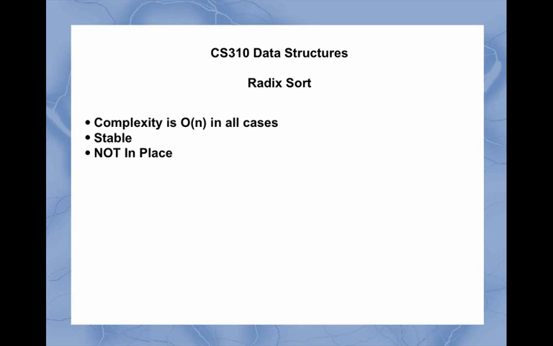This algorithm has been around a long time and predates modern computers. It is suitable for use in a card sorting machine, such as were used in the first part of the 20th century. The post office has used this algorithm for sorting mail based on zip codes. So let's take a look and see how this works.